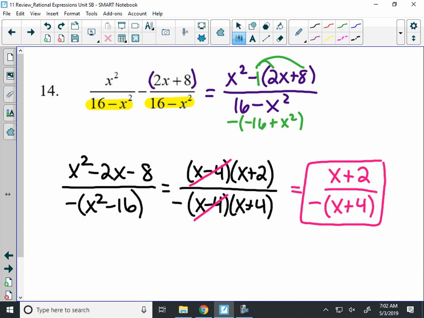All right, so remember, when you are subtracting, this is where people make mistakes. When you're subtracting rationals, make sure you put the quantity you're subtracting in parentheses so that you're careful about your signs.